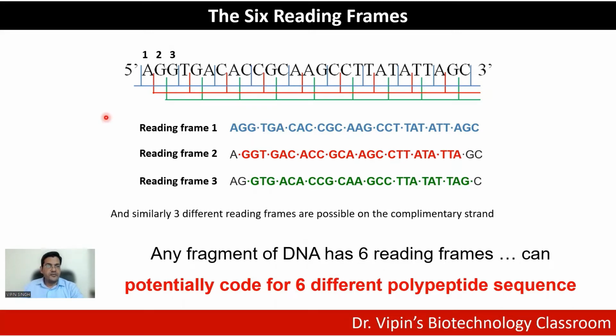So now if you start reading from the fourth nucleotide onwards, this was TGA, CAC, CGC. So basically it is still reading frame 1, minus the first codon. So this is TGA, CAC, CGC.